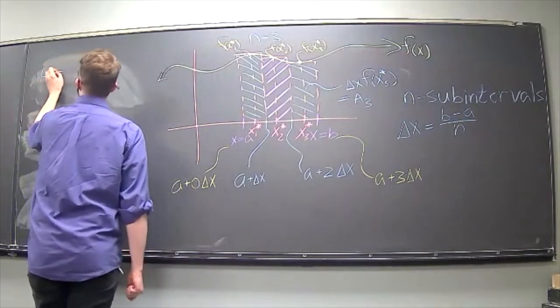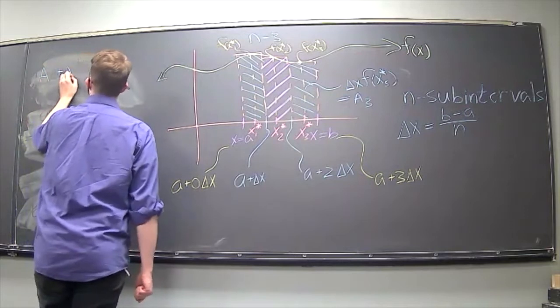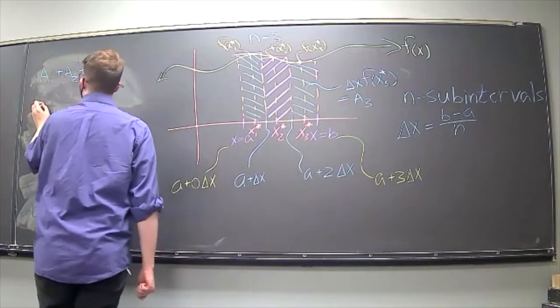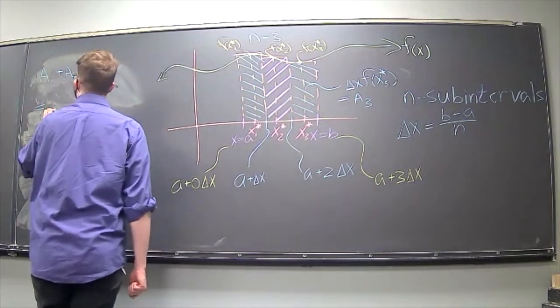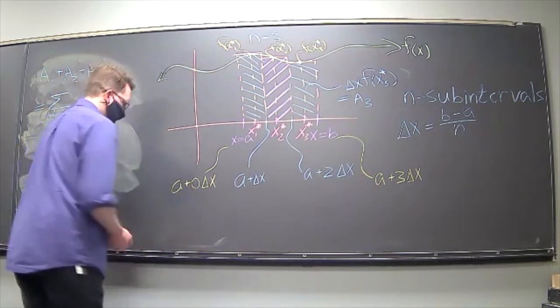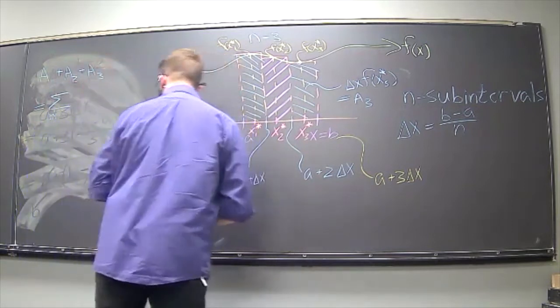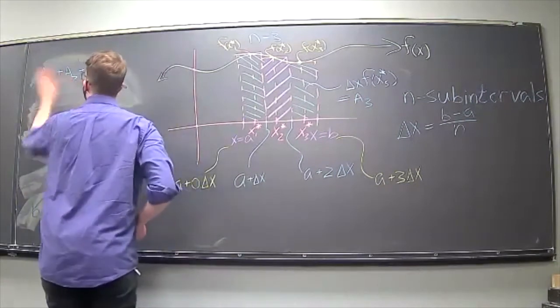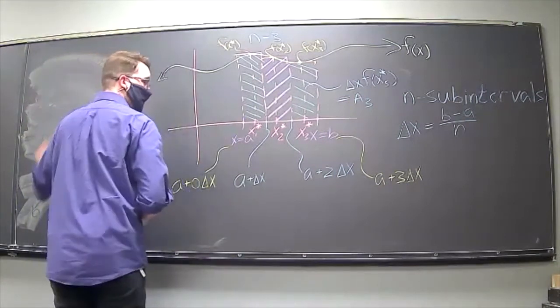So A1 plus A2 plus A3 is equal to the sum from n equal to 1, and this board is not erasing well. That is hard to read. Let me try this again.